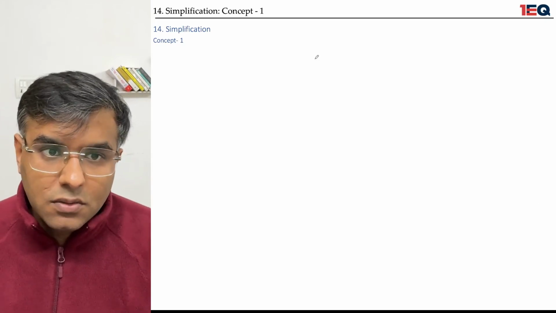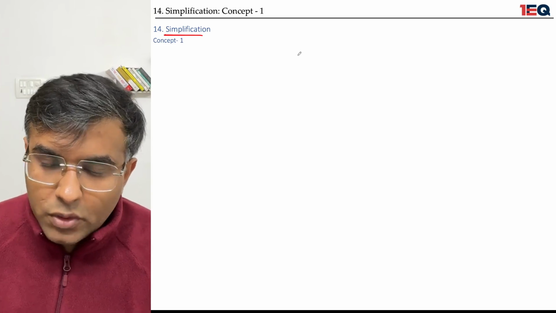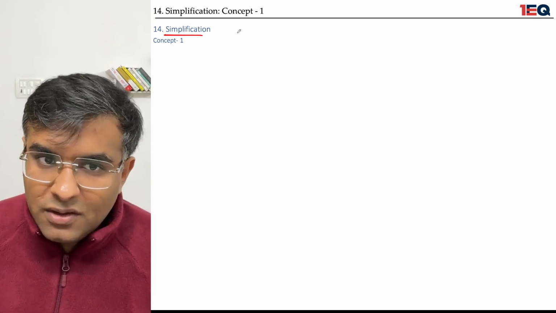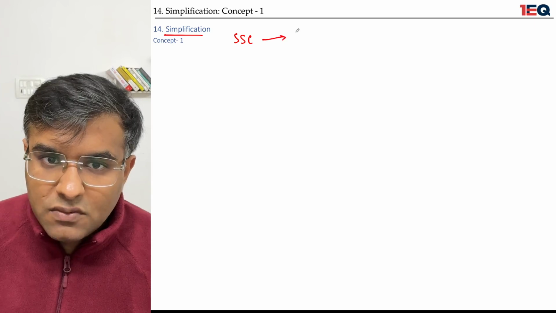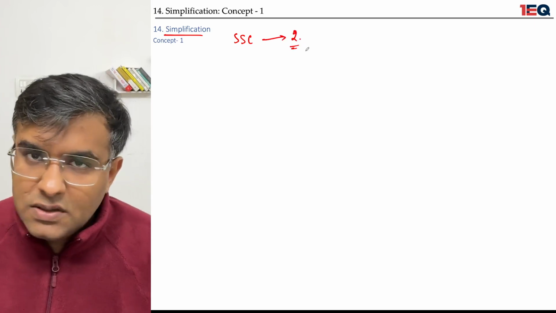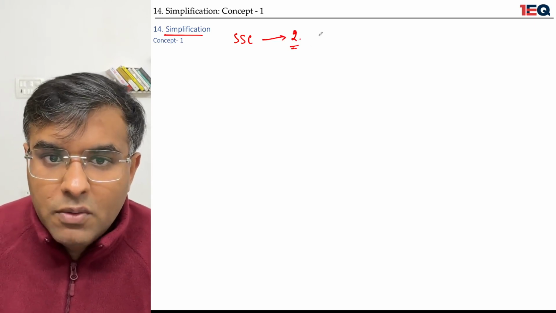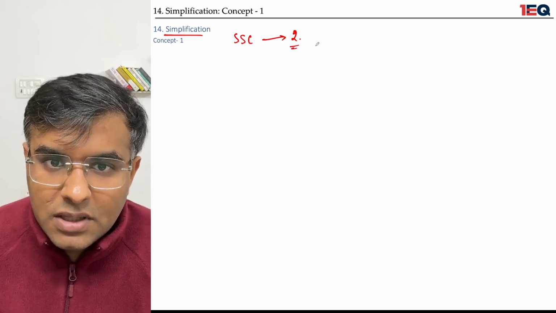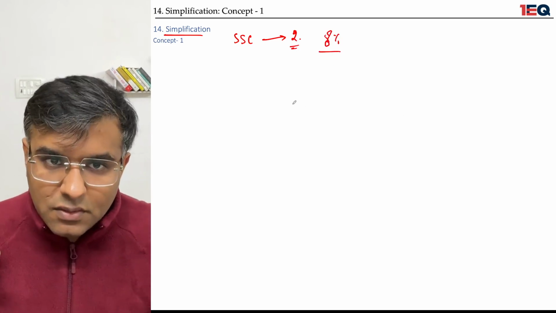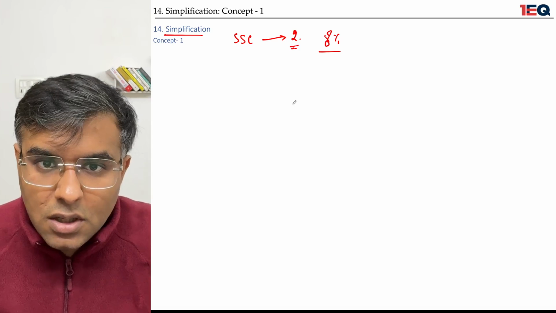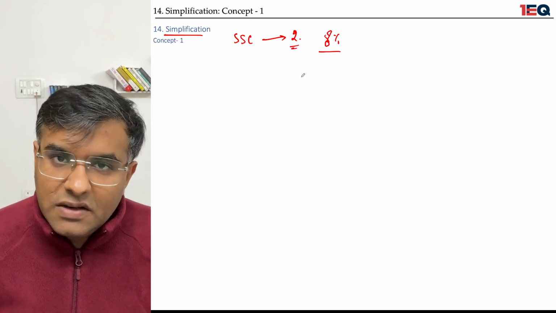Hello, everybody. So we are going to start off with the simplification chapter. In any of the SSC exams or any competitive exams, you would find around two simplification questions for sure. And two questions mean a lot, because out of 25, if two questions are coming, then it is equal to around 8% of the total weightage of the entire examination.